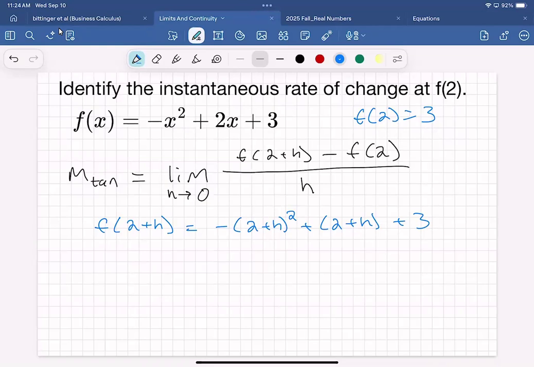What was one thing that we do have to be careful of as far as simplifying here? Don't forget the negative sign. That's definitely something to always watch for. How do you handle 2 plus h squared? Yeah, 2 plus h times 2 plus h. Now, we've looked at it a couple times, so for the sake of time, I can make sure to answer any questions as we do it.